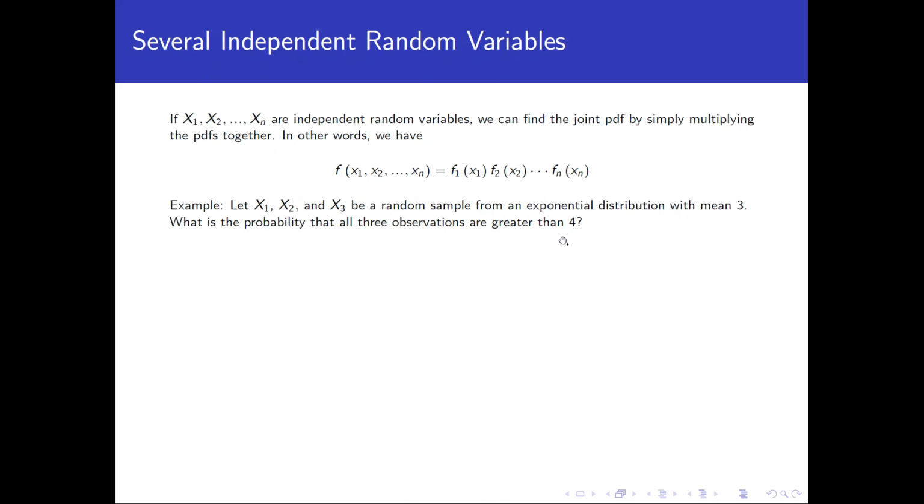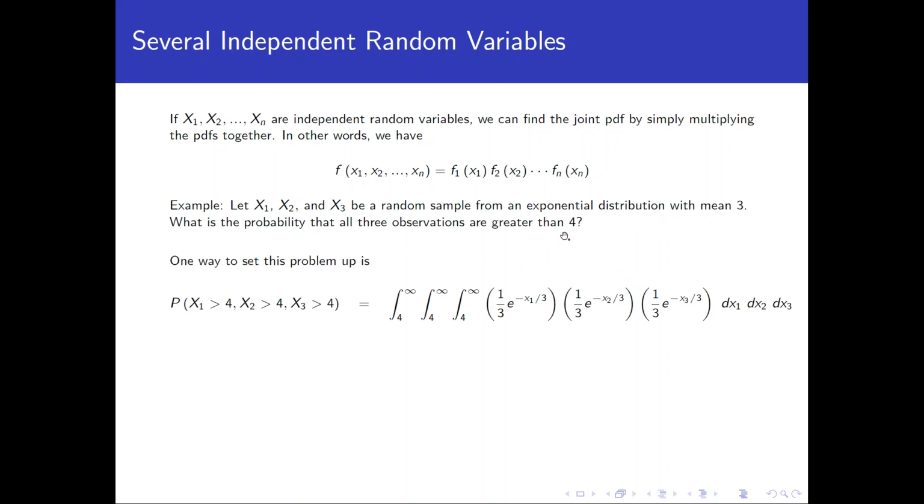Let's say we have an example here with a random sample. Whenever we have a random sample, we mean that we're drawing the x1, x2, x3 from the same distribution independently. All of them have an exponential distribution with mean 3. Let's find the probability that all of these observations have a value greater than 4.